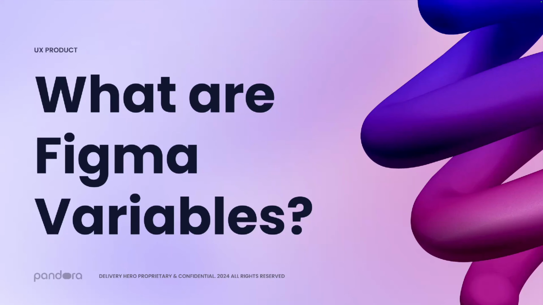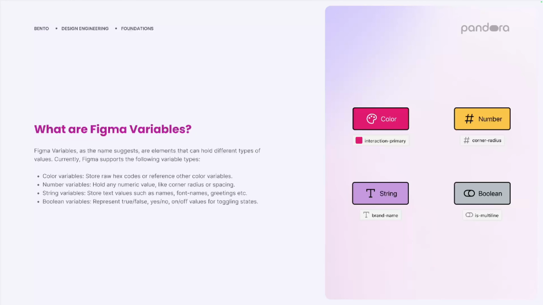Let's now take a look at what Figma variables are. Figma introduced variables at Config 2023 to give designers more flexibility and control. Figma variables, as the name suggests, are elements that can hold different types of values. That means that Figma variables are not tied to just one type of value throughout their entire lifecycle. Figma at the moment supports 4 different types of variables.